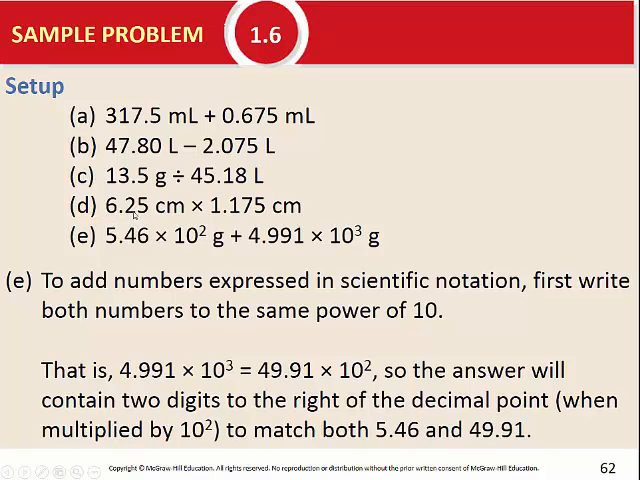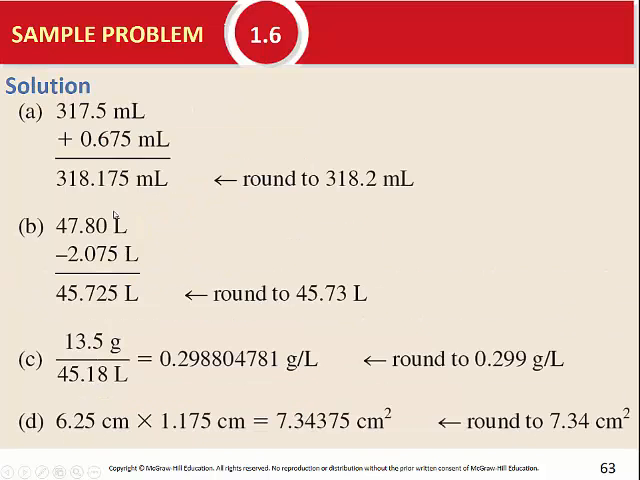Back to D, 6.25 centimeters times 1.175 centimeters. This is a multiplication, so we're going to go by significant figures. Centimeters times centimeters will give us centimeters to the second, or centimeters squared. Multiply them out. I've got 3 significant figures and 4 significant figures, so I'm going to round to 3 significant figures. So I get this long number in my calculator. I round to just 3 significant figures, so 1, 2, 3, round up to the 4, 7.34 centimeters squared.